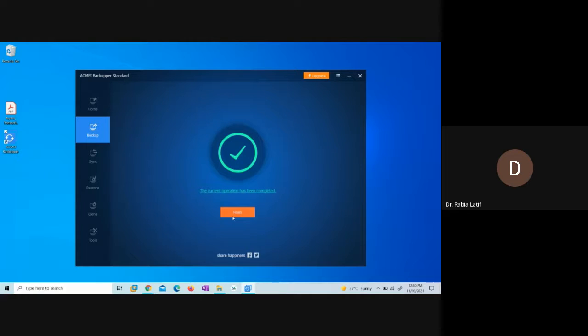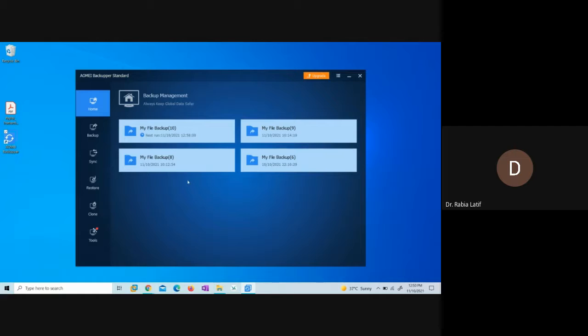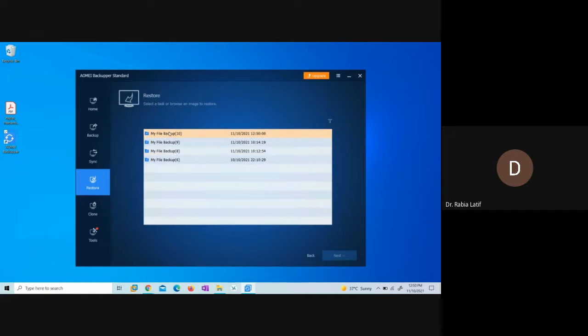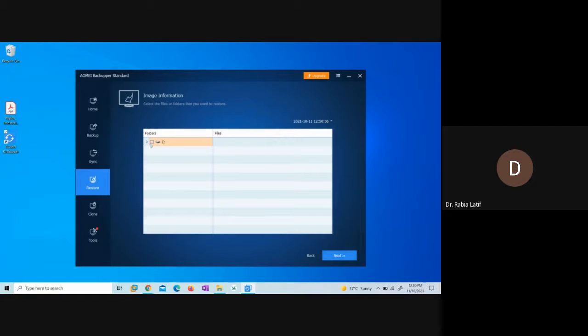Now my backup is finished. See, this is my most recent backup. How will I restore it? We have multiple options. You can restore from here, or go to this restore tab. Select the task which you want to restore. For example, I want to restore my backup file 10, which I just did now. Next, select the folder in which you want to save the restore. So I'm in the same assignment document.